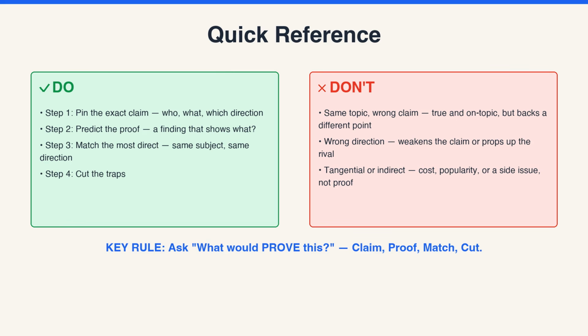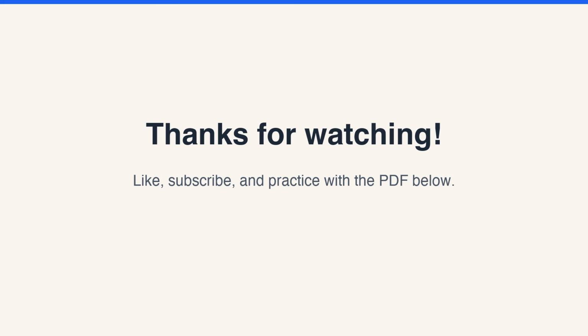Watch out for same topic, wrong claim: true and on topic but backs a different point. Wrong direction: weakens the claim or props up the rival. Tangential or indirect: cost, popularity, or a side issue, not proof. Key rule. Ask what would prove this. Claim, proof, match, cut. Screenshot this and run it on every command of evidence question in your next practice set. That's the formula.